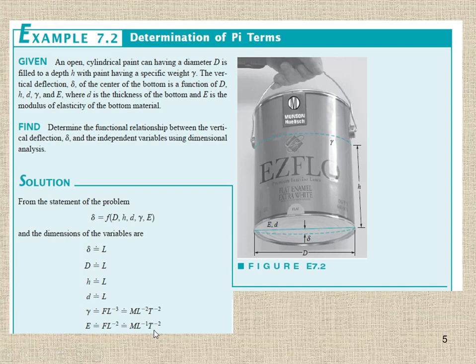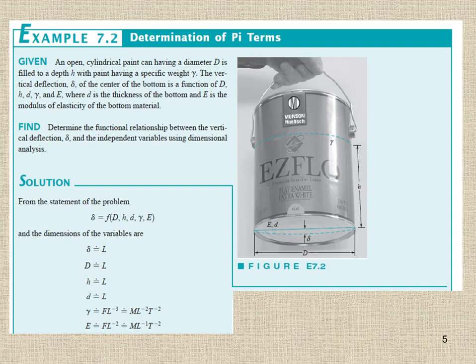So if we consider the fundamental dimensions and the reference dimensions, the fundamental dimensions are 3 in that case. That means the total number of variables is 6 and the fundamental dimensions are 3. So in that case, the number of pi terms we will get will be 3 instead of 4.